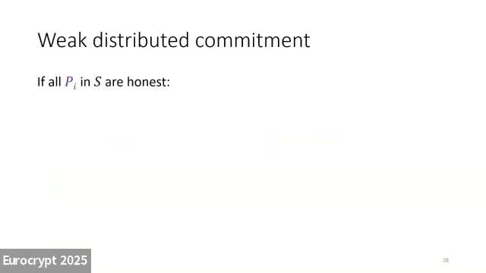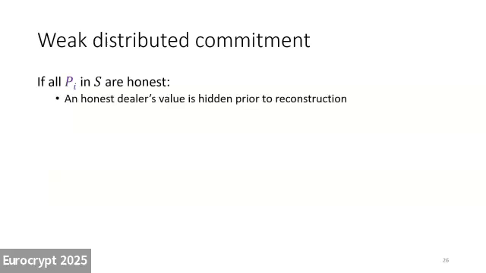This protocol satisfies a few nice properties. If everyone in S was honest, then we know that the honest dealer's value will be hidden prior to reconstruction. And also we know that an honest dealer's value will be reconstructed. Why? Because everyone in S will forward to the receivers, and at least one receiver will later publish the correct thing.